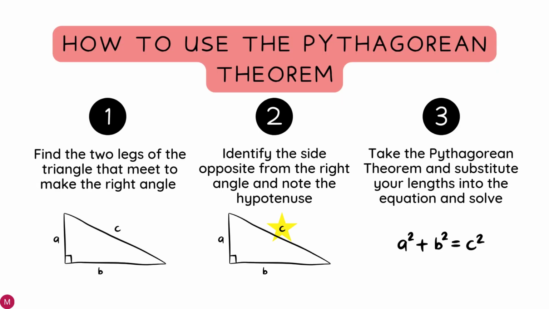Using the Pythagorean theorem is fairly easy. First, find the two legs of the triangle that meet to make the right angle. Then, identify the side that is opposite from the right angle, and this is going to be the hypotenuse. Lastly, take the Pythagorean theorem and substitute the two legs into the equation and solve for the missing length, which is the hypotenuse.